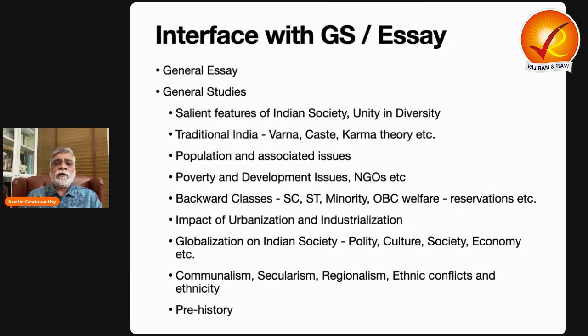And secularism, regionalism, ethnic conflicts, ethnicity, and of course your prehistory, which is directly overlapping with your ancient India. So these are the areas where there is an interface or overlap, or whatever you call it, with your general studies. In fact, you don't have to study anything specially for general studies. If you happen to be a student of anthropology, we will be dealing with them routinely in our class. And that's where you're going to save a lot of time by cutting down on duplications and redundancies.